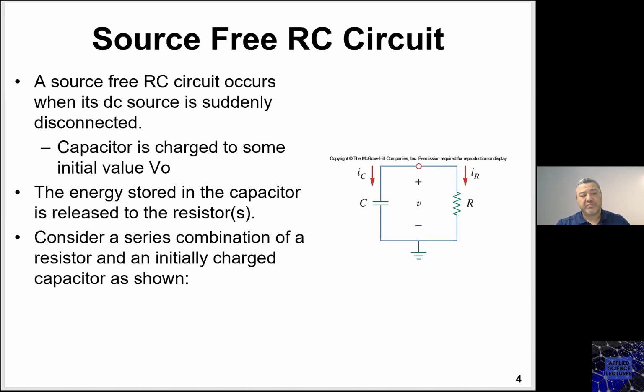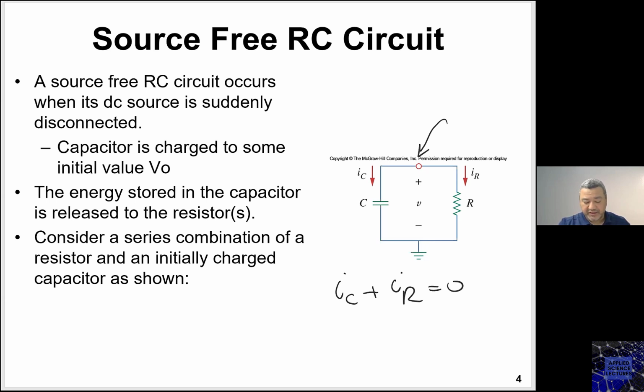So the first one, the source-free RC circuit. I have a circuit made of a capacitor, and I have a resistor also in this circuit. If I am to find the relationship for the voltage here for the capacitor, I know that the voltage across those two components is the same. If I take the KCL at this node, I know that IC plus IR equals 0.